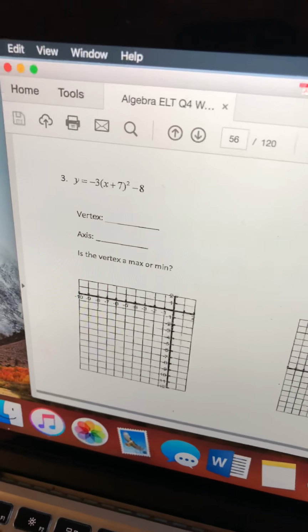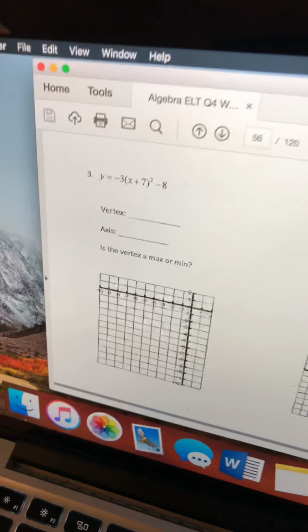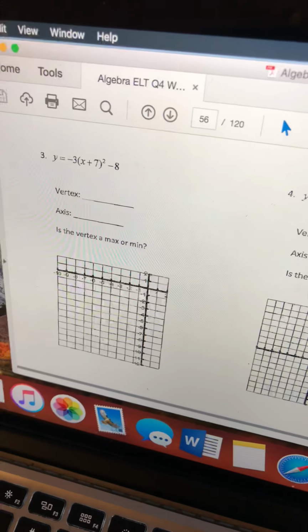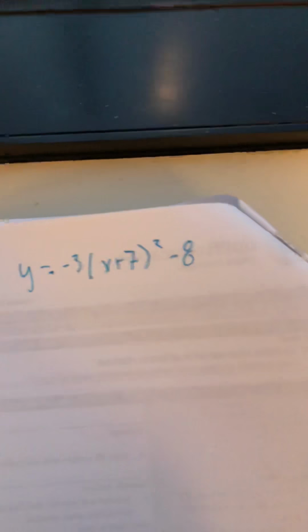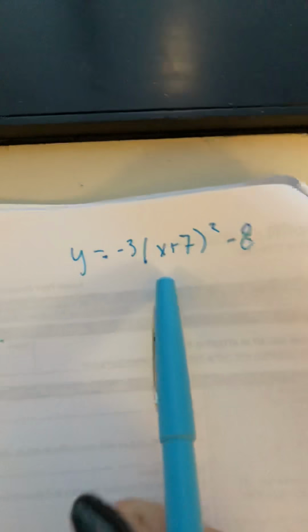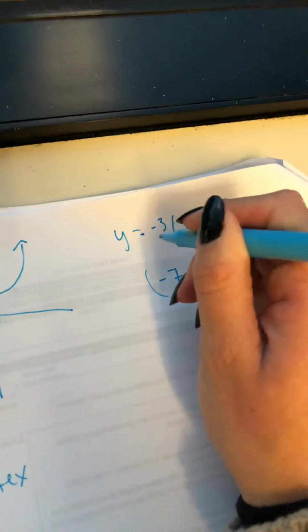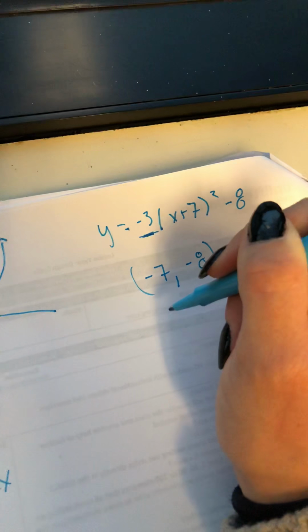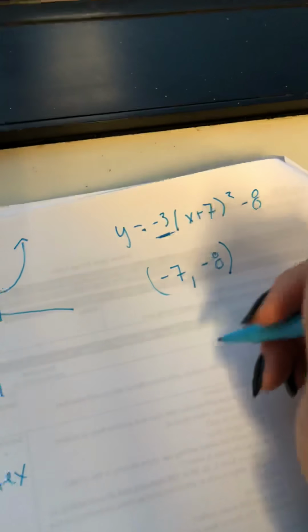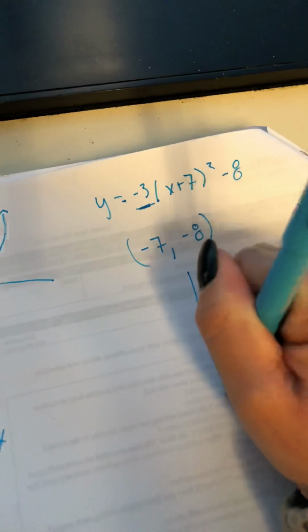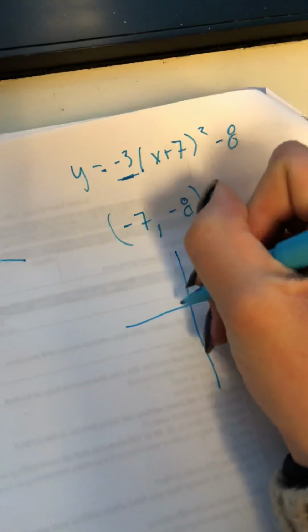Number 3 says y equals negative 3 times the quantity of x plus 7 squared minus 8. Again, my x term is going to be the opposite of what I see. So my x term is negative 7. My y term is negative 8. Is this going to be a maximum or a minimum? So this is going to be a maximum, and my parabola is going to be pointing down because of that negative coefficient. So I'm going to go ahead and graph that.